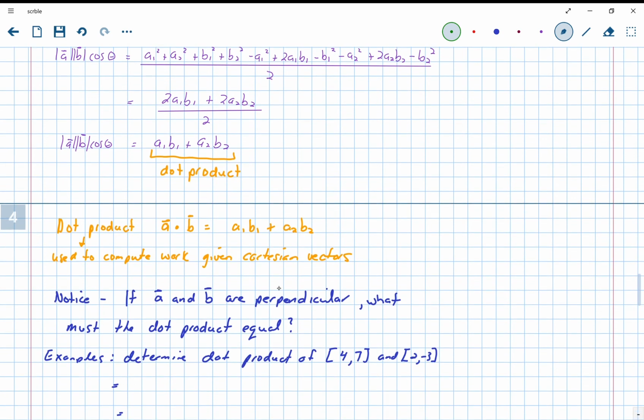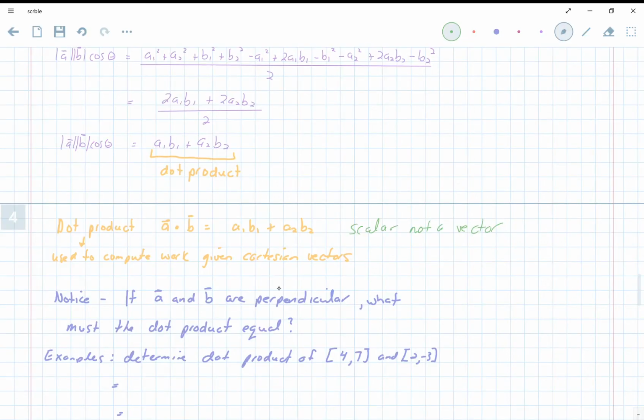Okay, and notice that the result is a scalar, not a vector. Okay, and this is used to compute work given Cartesian vectors, and it's also used to determine the angles between vectors. Right, so if A and B are perpendicular, what must the dot product equal?